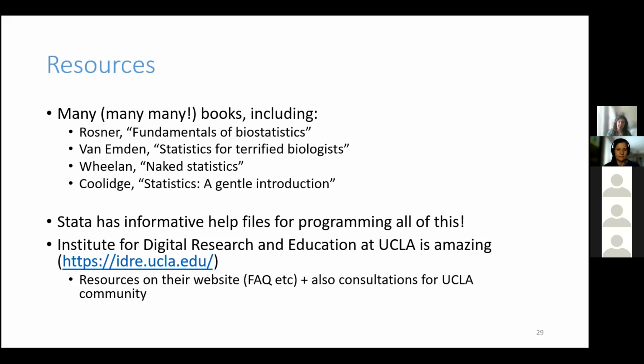And then it gives you the page numbers in the book to go back to see how to do that test. So I like that book a lot. The Van Emden Statistics for Terrified Biologists is really nice. It's very plain language.